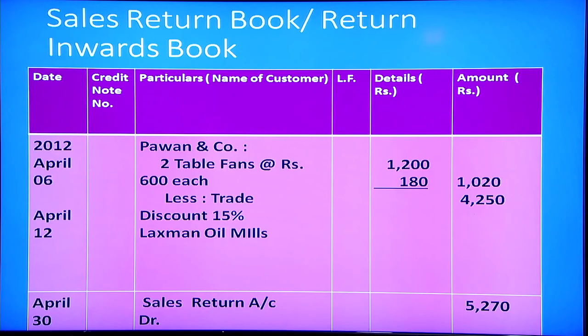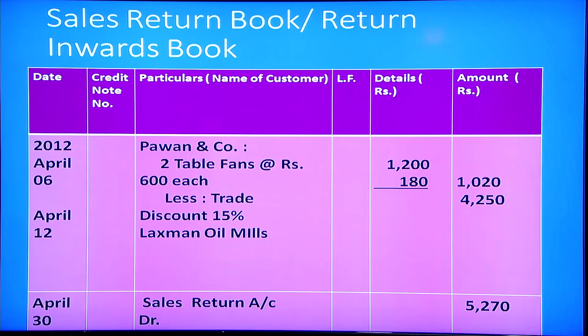Now we have the sales returns book. In the particulars column, you will write the name of the customers who have returned the goods. Here, Pawan and Company, what he had returned, its detail will be written in the particulars column after the name of the purchaser, that is 2 table fans at rupees 600 each, and after that you will deduct the trade discount, which is 15%.